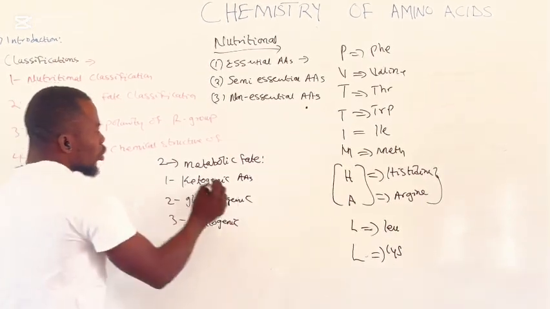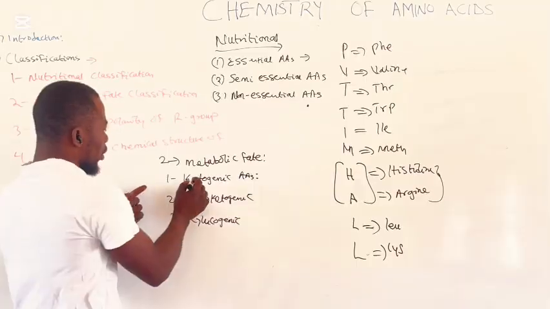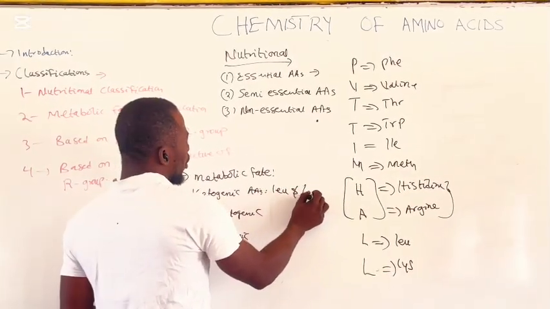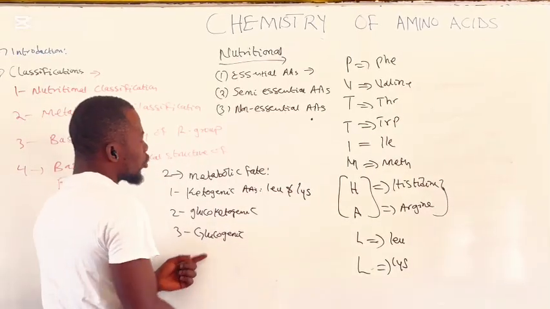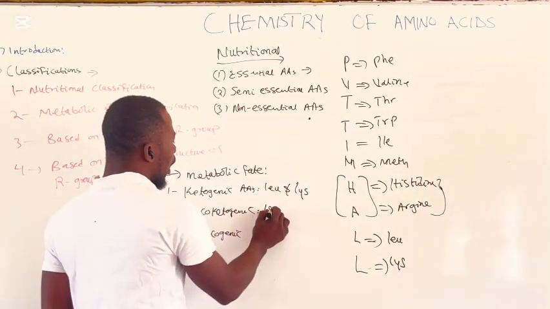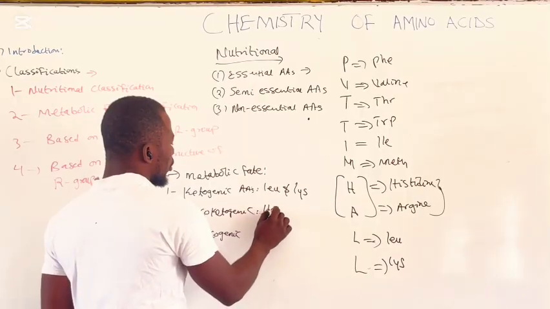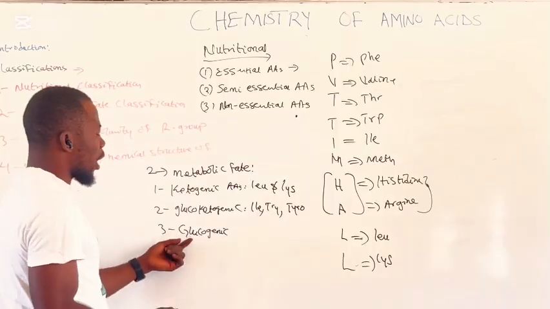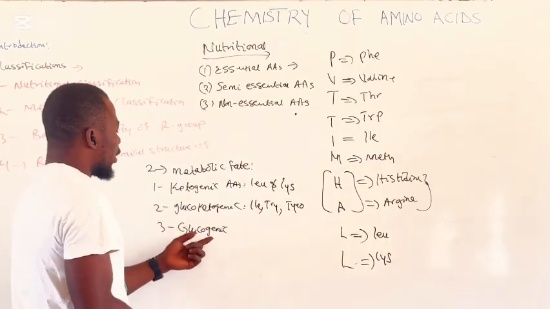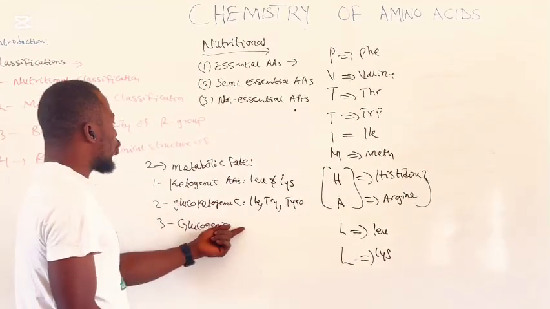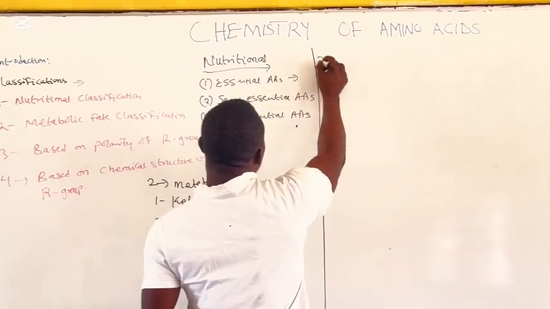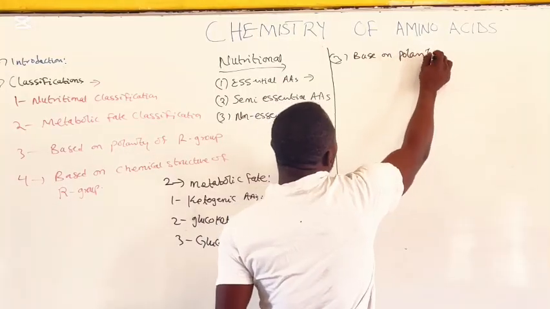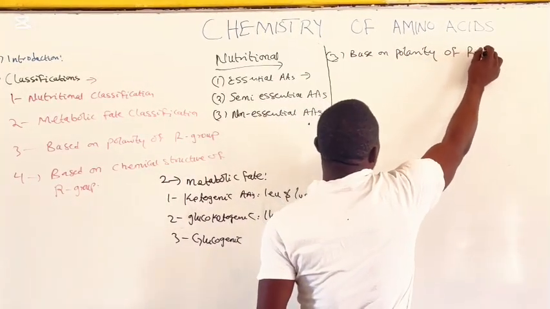Typical ketogenic amino acids are leucine and lysine. Glucoketogenic amino acids are isoleucine and tyrosine, whereas the rest of the amino acids are glucogenic, that is, they serve as a precursor for the synthesis of glucose. The next classification is based on polarity of R group.